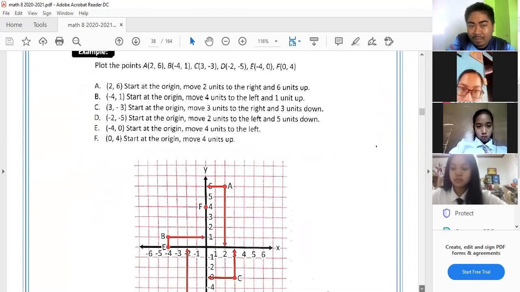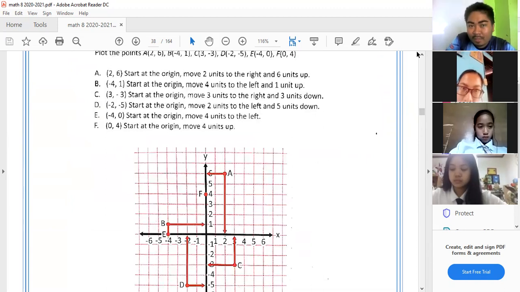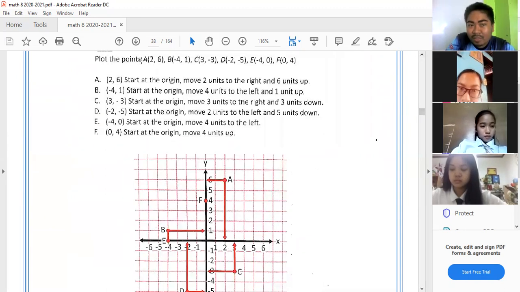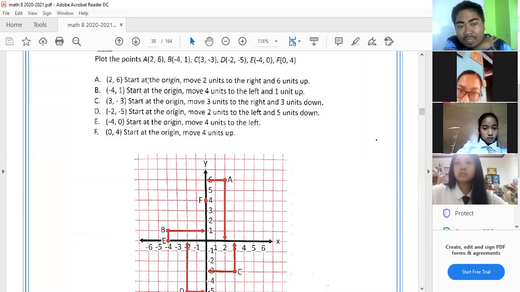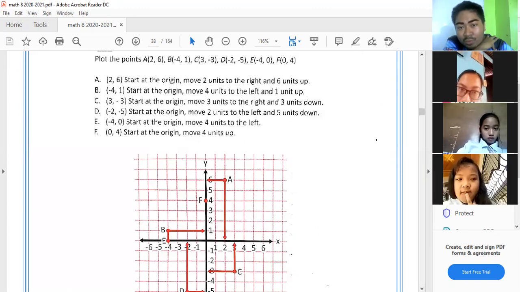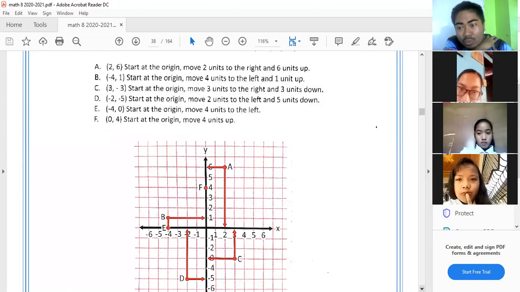So, example. Plot the points A, which is (2, 6), B, which is (-4, 1), C, which is (3, -3), D, we have (-2, -5), E, which is (-4, 0), and F, which is (0, 4). So, A natin starts with the origin, move 2 to the right, and 6 units up. So, ibig sabihin, saan ang (2, 6) dito?